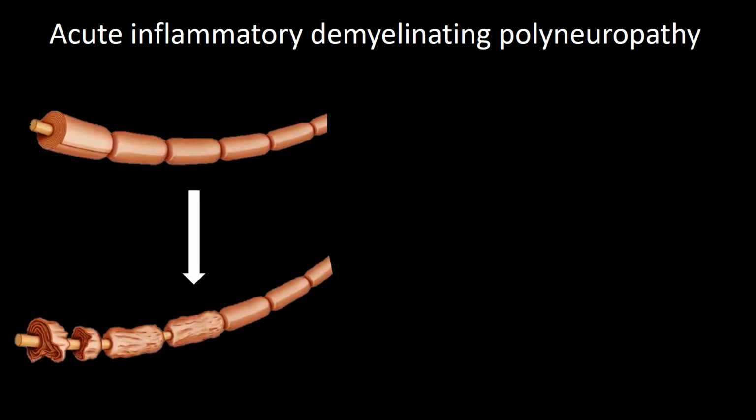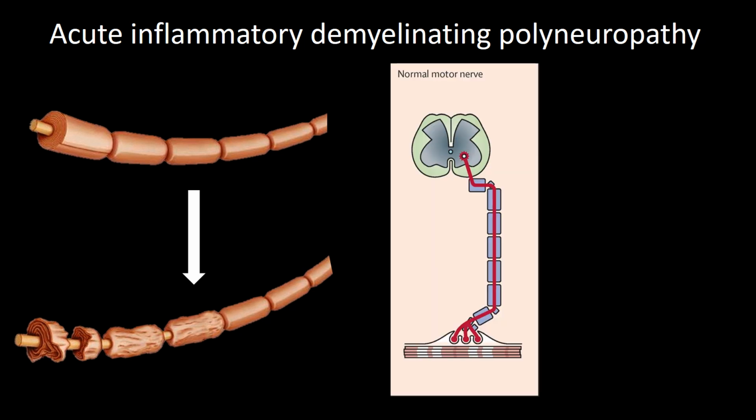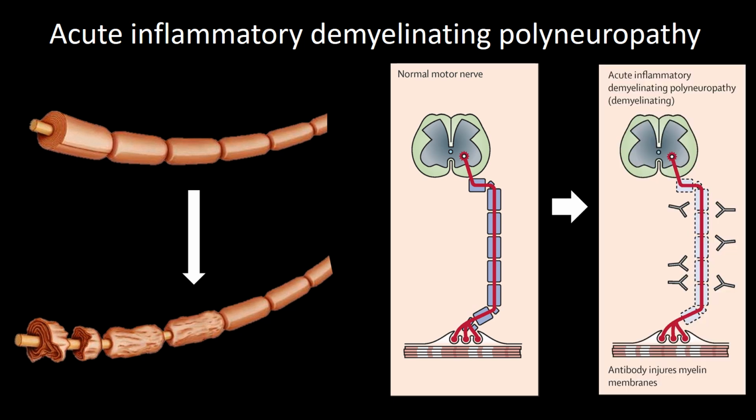In this variant, myelin is the primary target of the disease. This diagram represents a normal motor neuron. This new figure shows a motor neuron under the attack of antibodies represented by the Y structures invading the myelin.